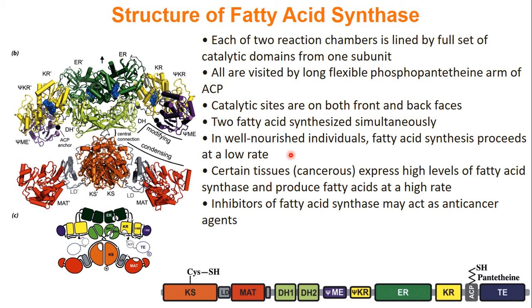Now, if you're well fed, you're going to have fatty acid synthesis proceed at a low rate. While certain tissues, like cancer, will have a lot of this fatty acid synthesis being made, they'll produce fatty acids at extremely high rates. So one way you can think about inhibiting cancer is that you inhibit fatty acid synthase. Sure, you're going to hit your healthy cells as well, but since this is overexpressed in cancer, you should have a bigger effect on cancer cells.